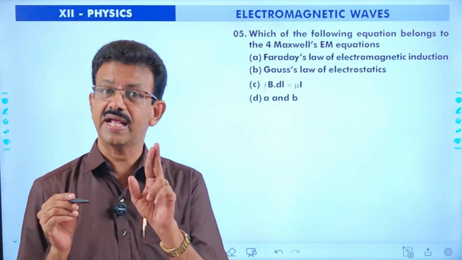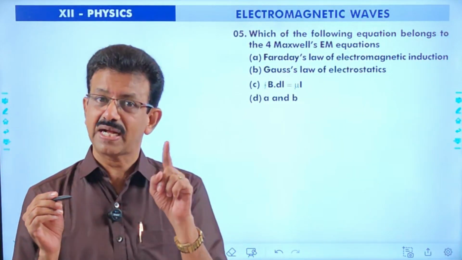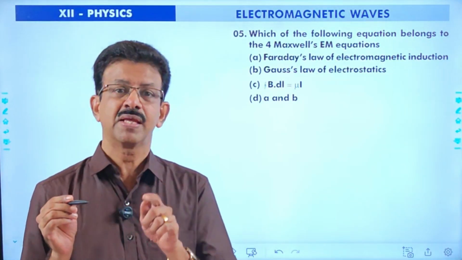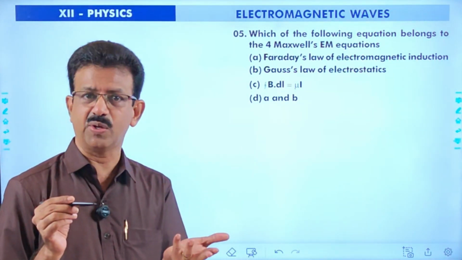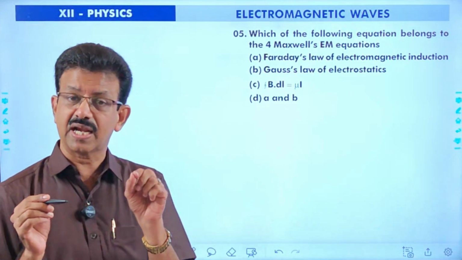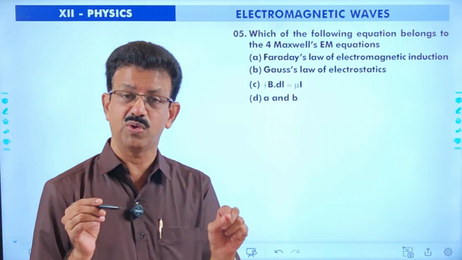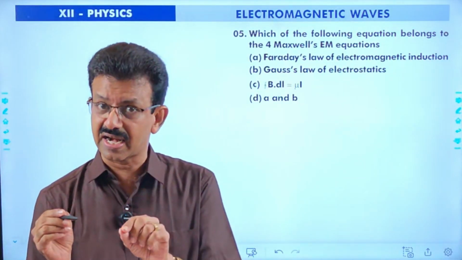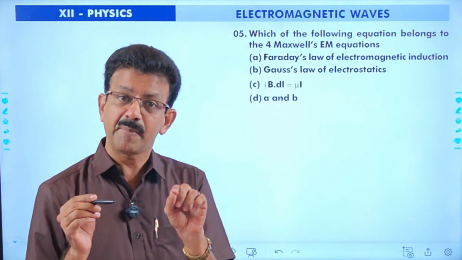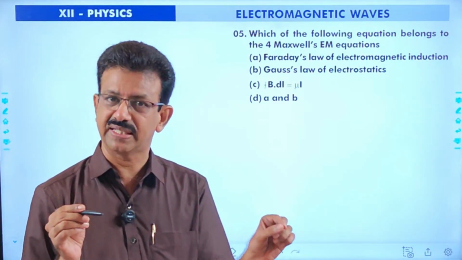This is Faraday's law of electromagnetic induction, and that is one of Maxwell's electromagnetic equations. Then, according to Ampere's circuital theorem, the closed integral of B dot dl, or line integral of magnetic field, will be equal to the product of the permeability of the medium and the current enclosed. Maxwell made some corrections or extensions for Ampere's circuital theorem.